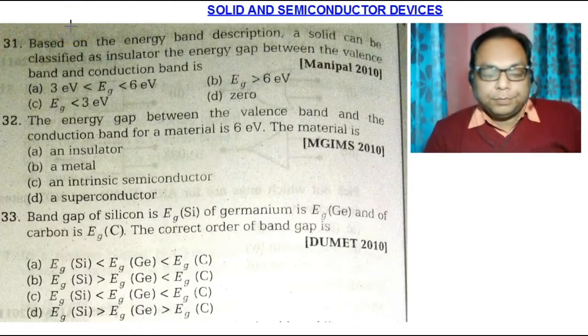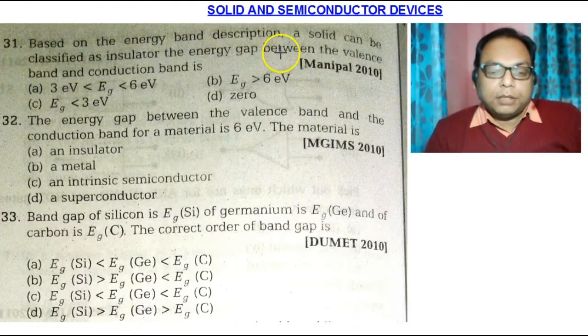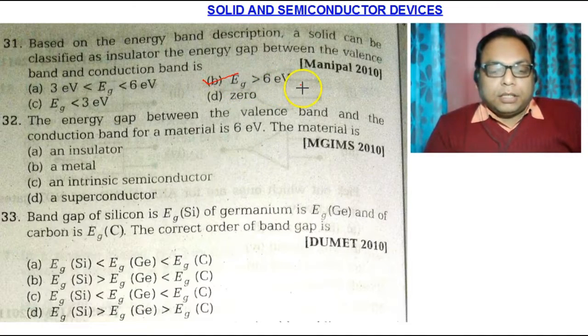Problem number 31. Based on energy band description, a solid can be classified as an insulator. The energy gap between the valence band and conduction band, obviously, for the insulator, must be greater than 6 electron volt. Because an insulator has a large energy gap, it should be greater than 6 electron volts. So option B is the correct one.